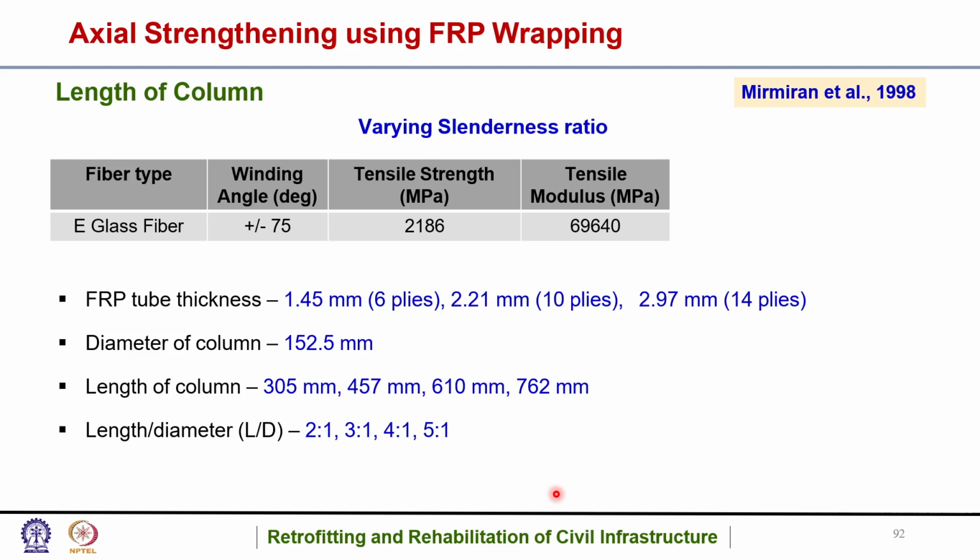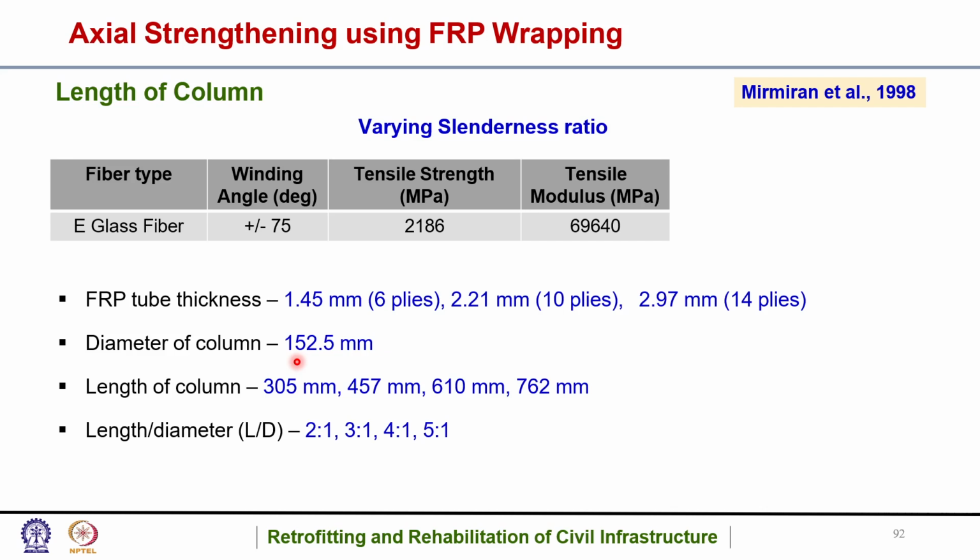So then the length of column. For this, the study taken was performed by Mirmiran in 1998. They studied varying slenderness ratio, that is the length of column. The fiber used was e-glass fiber, and this is its characteristics. The FRP tube thicknesses used were 1.545 mm, 6 plies, 2.21 mm, 10 plies, and 2.97 mm, 14 plies.